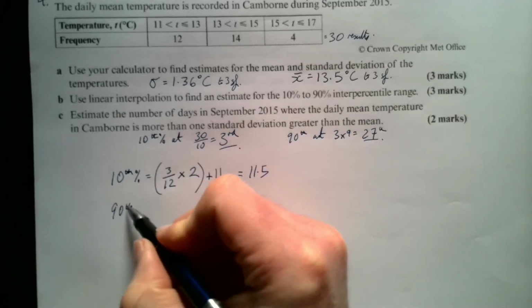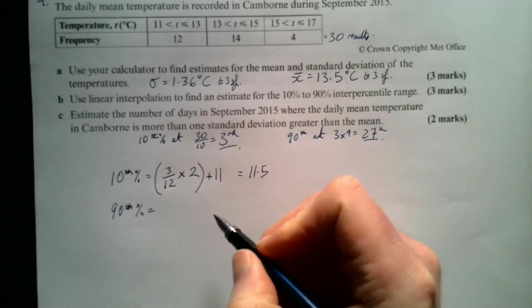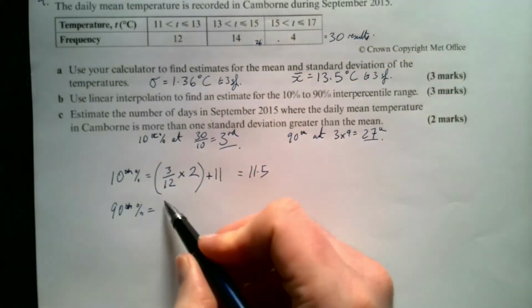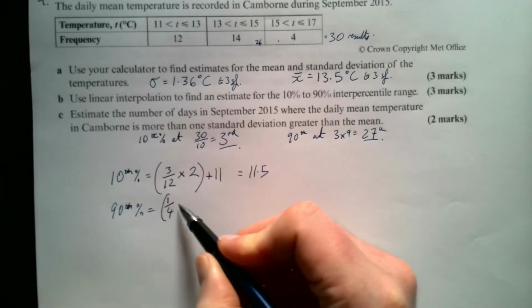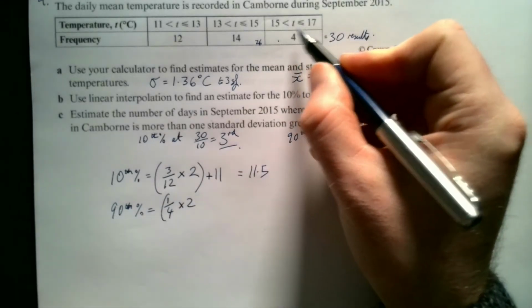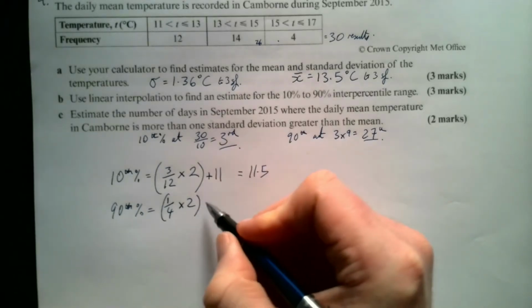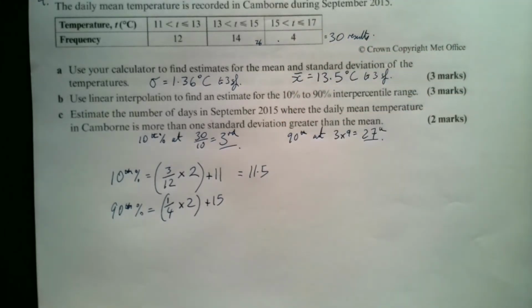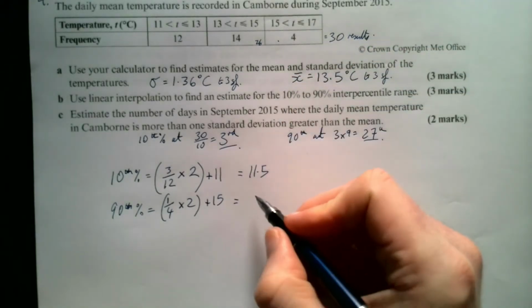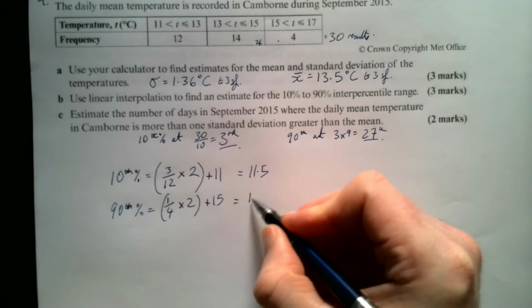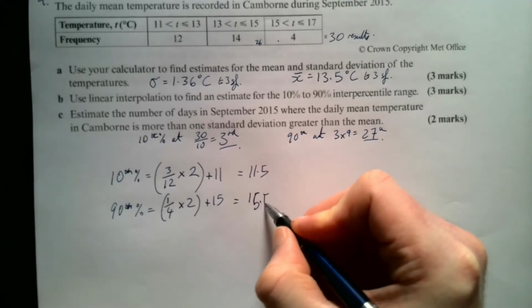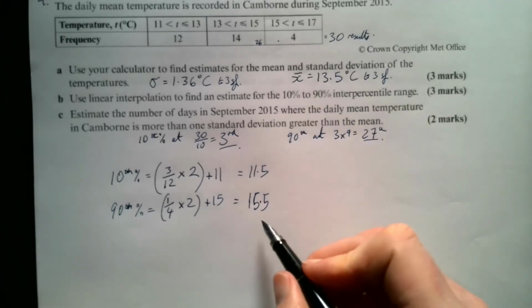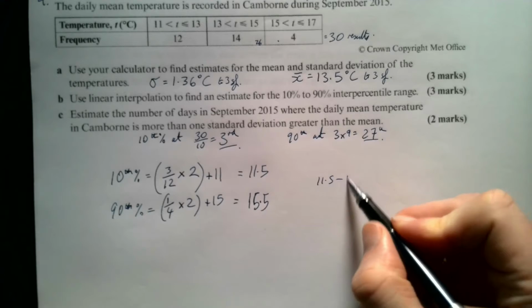Do the same thing for the 90th percentile. Here we want the 27th, and we've got 26 there, so it's the first one in there. So it's 1/4 of, again, a group width of 2, and we're going to be adding that to the beginning of that class, which is 15. Put that in there, and that should give you 15.5.